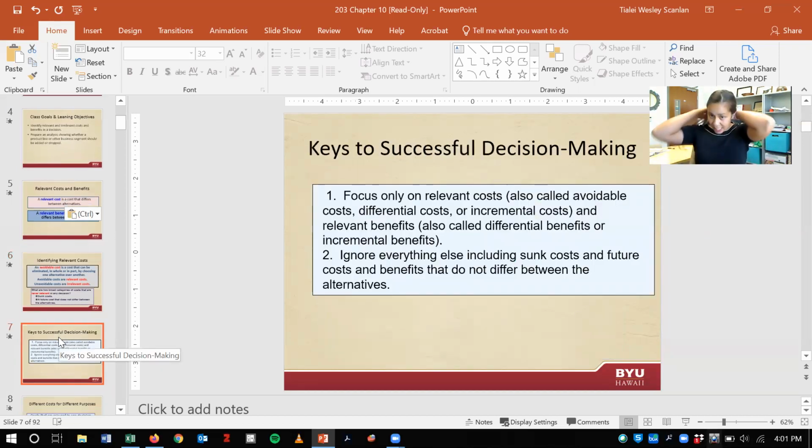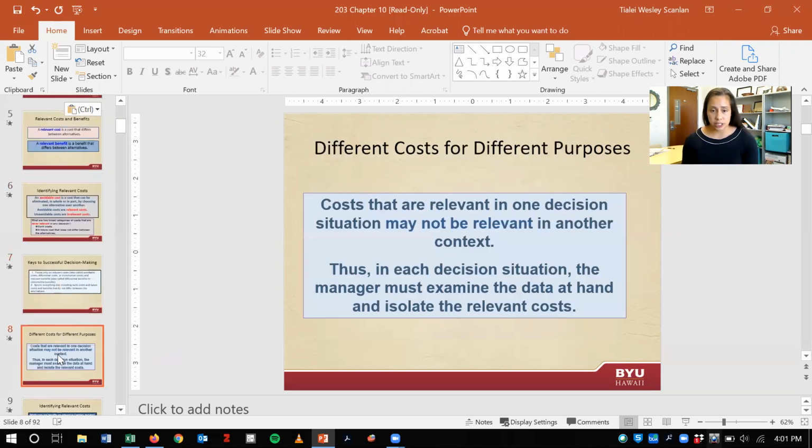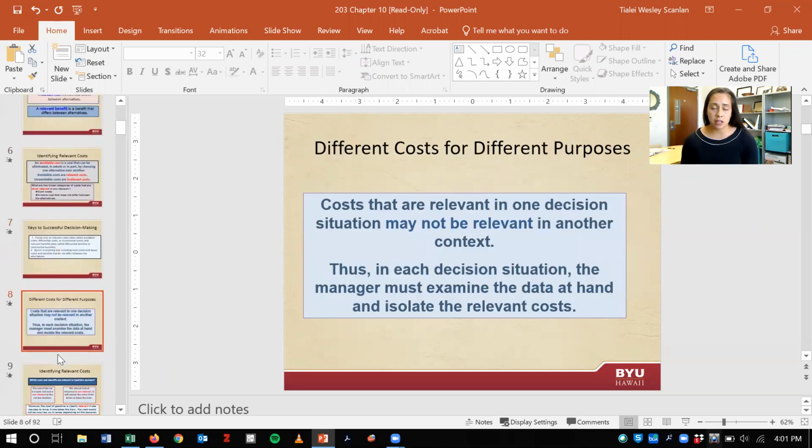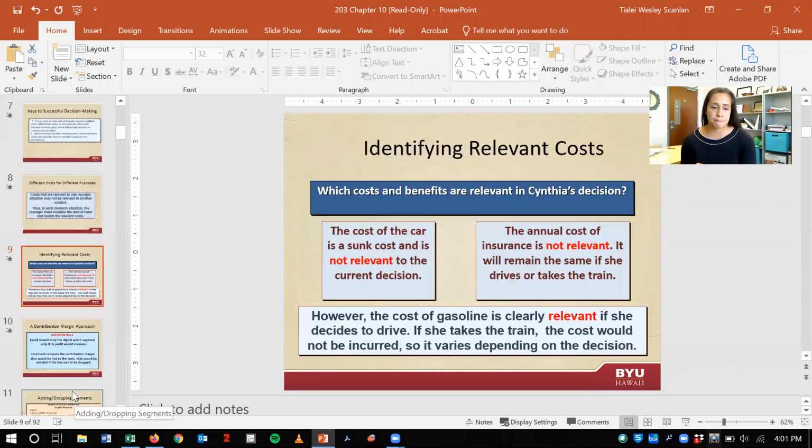And so the key to successful decision making is to focus on the relevant costs. Sometimes managers can really get bogged down in all of the costs, so we want to eliminate everything that's not relevant. If it doesn't differ between the two options, we're going to count it out. If it's sunk, we're not going to count it in our decision as well. Depending on the context, some costs can be relevant to a specific decision, like we'll see in case 1, and then in case 2, they might not be relevant anymore. So just depending on the context, some are going to be relevant and some are not.